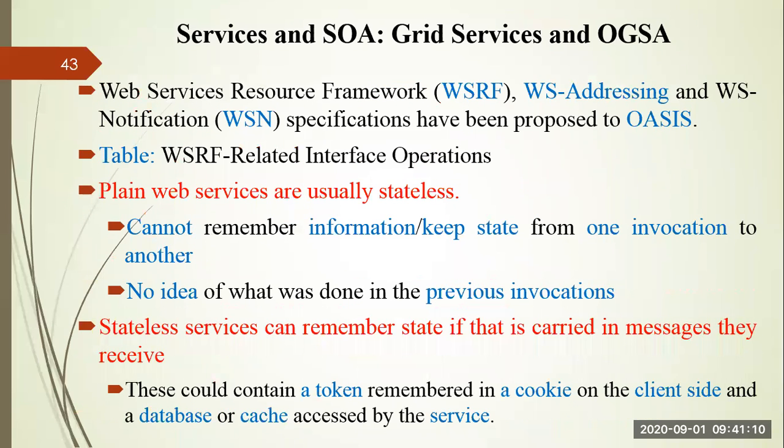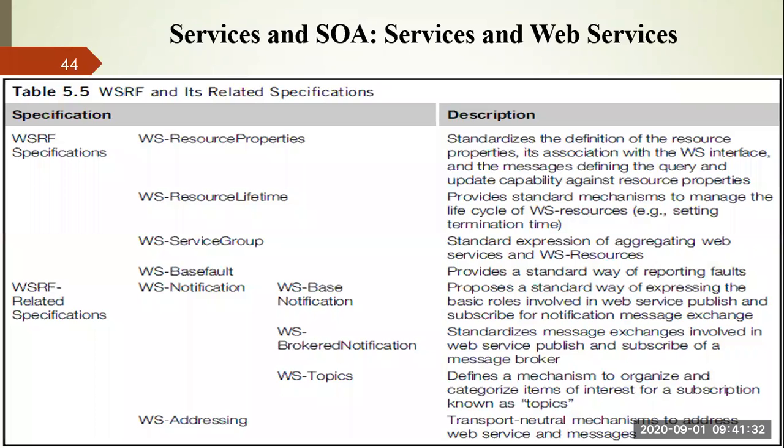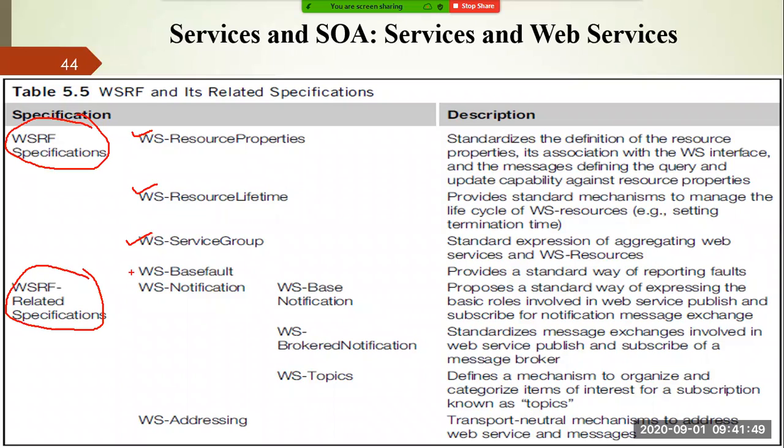Okay, the web service resource framework, that is WSRF, web service addressing and web service notifications. Just like on mobile you get notifications, similarly these web service notifications are also proposed by OASIS. Various WSRF-related interface operations are discussed here. There are two types of specifications: one is called WSRF specifications, and the other is called WSRF-related specifications. The first specification has WS-ResourceProperties, WS-ResourceLifetime, WS-ServiceGroup, and WS-BaseFaults.